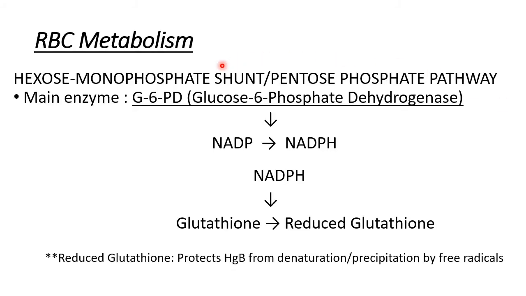Okay, balikan natin si HMP or Hexose monophosphate shunt or pentose phosphate pathway. Again, a major enzyme is your G6PD. G6PD will convert your NADP to NADPH. And NADPH will convert your glutathione to a much more active form na reduced glutathione. And reduced glutathione ang kailangan mo to protect your hemoglobin from the denaturation or precipitation by oxidants and free radicals.